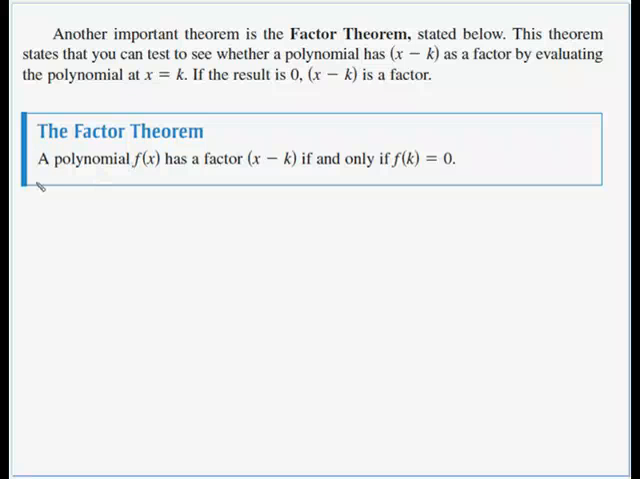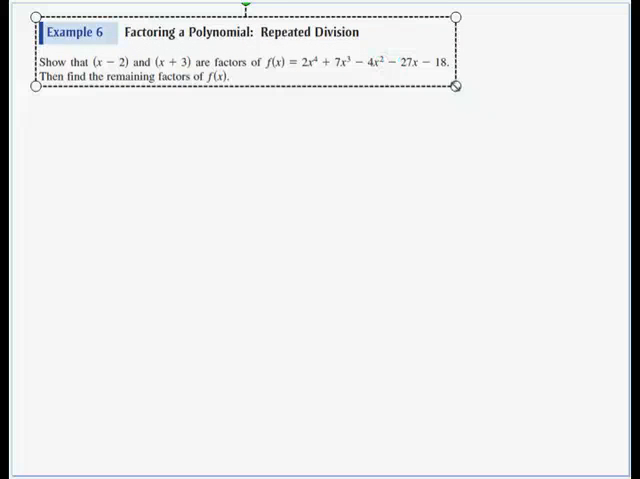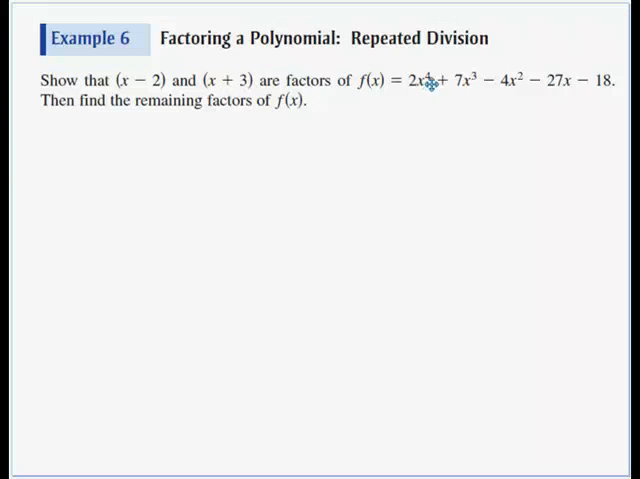And here it is stated officially: a polynomial f of x has the factor x minus k if and only if, the biconditional way back from geometry, if and only if f of k is equal to 0, which means, again, it divides evenly. There is no remainder. So we can use that to factor this.